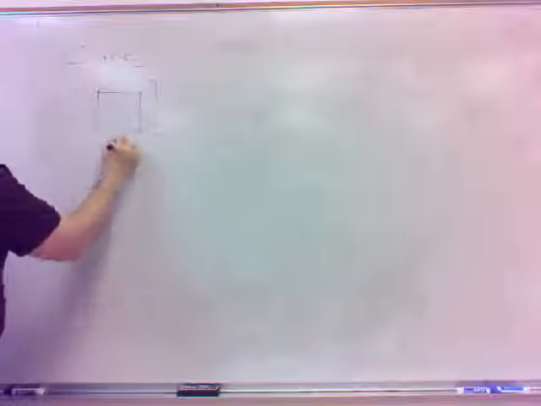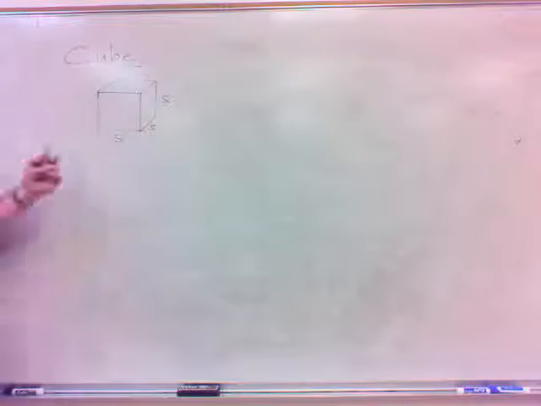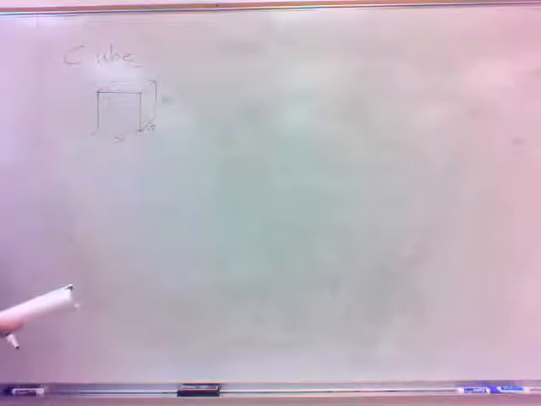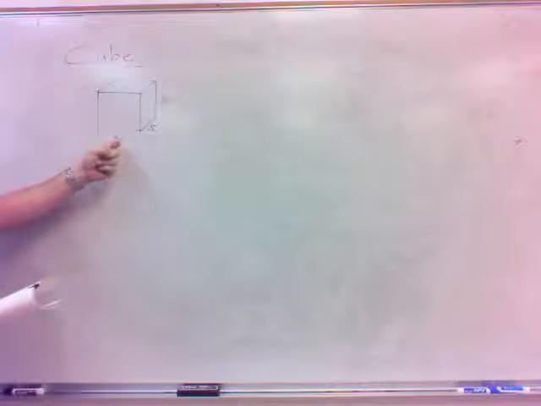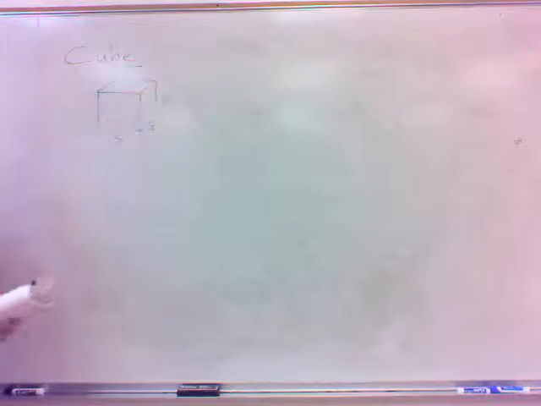On the cube, the front's a square, the sides are squares, and the top and bottom are squares. Everything is the same lengthwise on the side length. Usually they just label it with an S. This side is the same as that side, is the same as that side. They're all three equal in size.